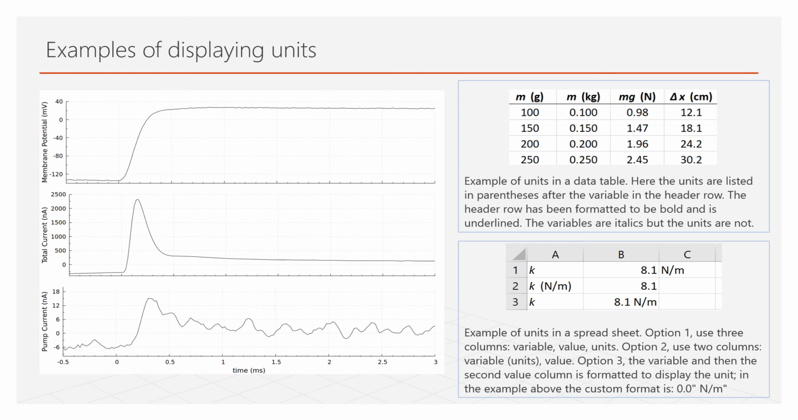Here are examples of units in a spreadsheet. Option 1 uses 3 columns. The first column is the variable, the second column is the value, and the third column is the units. Option 2 uses 2 columns. The first column is the variable name and the units written in parentheses, where the second column is the value. Option 3 also uses 2 columns, where the first column is just the variable name, and the second column is the value that has been formatted with a custom format to display the units. Option 1 and Option 2 are the most common formats that you will see in spreadsheets.